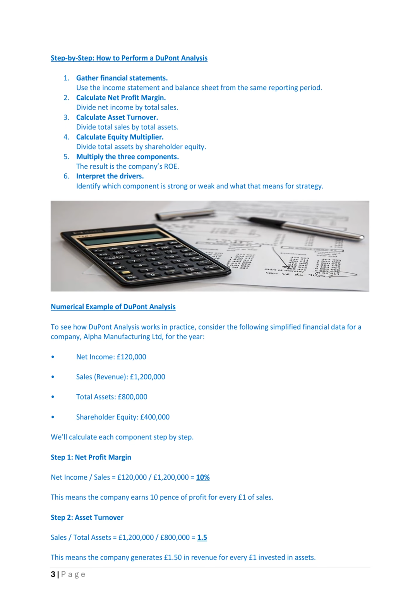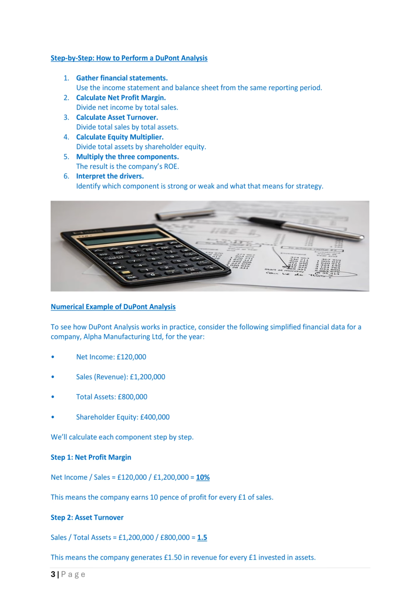First, you need to gather the financial statements, specifically the income statement and balance sheet from the same reporting period. Then, calculate the net profit margin by dividing net income by total sales. For example, with a net income of £120,000 and sales of £1,200,000, the net profit margin is 10%, meaning the company earns 10 pence for every £1 of sales.